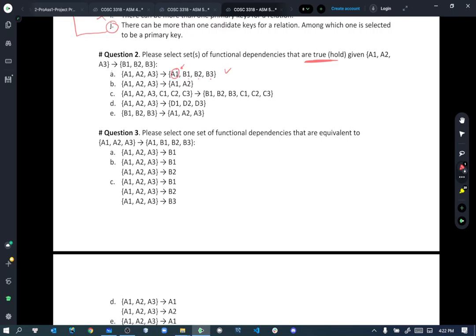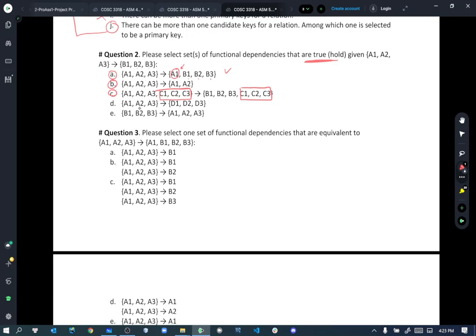So B1, B2, B3 here is the correct one. The second one, so this one you should select. The second one is also true, because A1, A2, A3 determine A1, A2. This is trivial. The next one, A1, A2, A3, C1, C2, C3 determine B1, B2, B3. So this one is also true because it follows the augmentation rule. C1, C2, C3 determine C1, C2, C3 themselves. And A1, A2, A3 determine B1, B2, B3 is given. So this is also true.